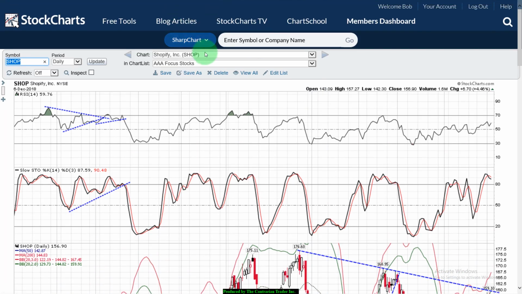Shopify. Let's go to a weekly chart first. We went into the week bullish on Shopify.